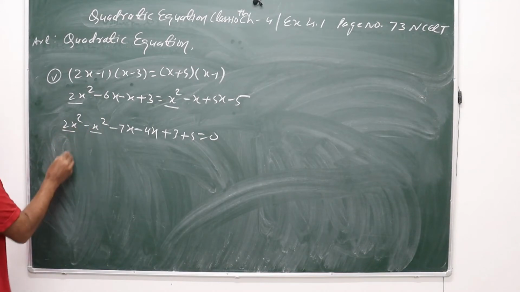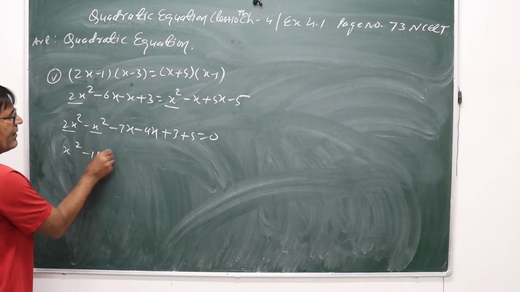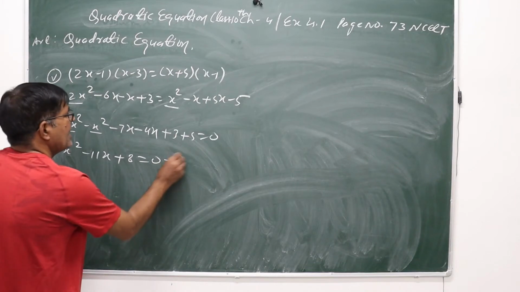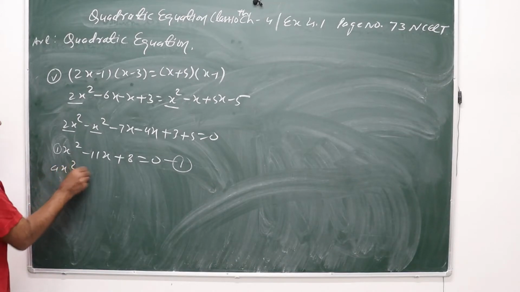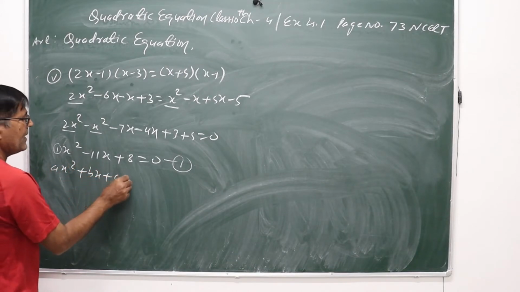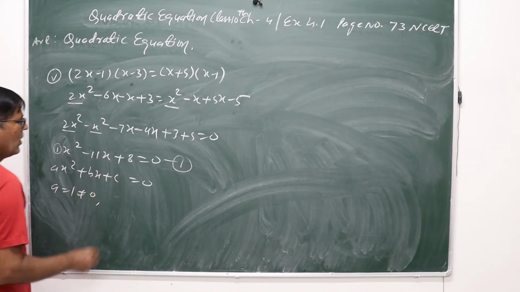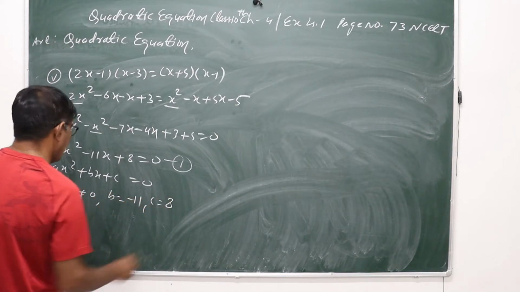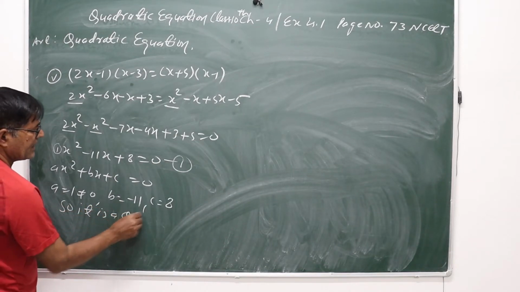Now 2x square minus x square, that is 1x square, minus 7 and minus 4, minus 11x plus of 8 is equals to 0. So this is the quadratic equation as the coefficient of x square is 1, not equals to 0. So on comparing with the standard form, ax square plus bx plus c is equals to 0, a is equals to 1, not equals to 0, and b is equals to minus 11 and c is equals to 8. So it is a quadratic equation.